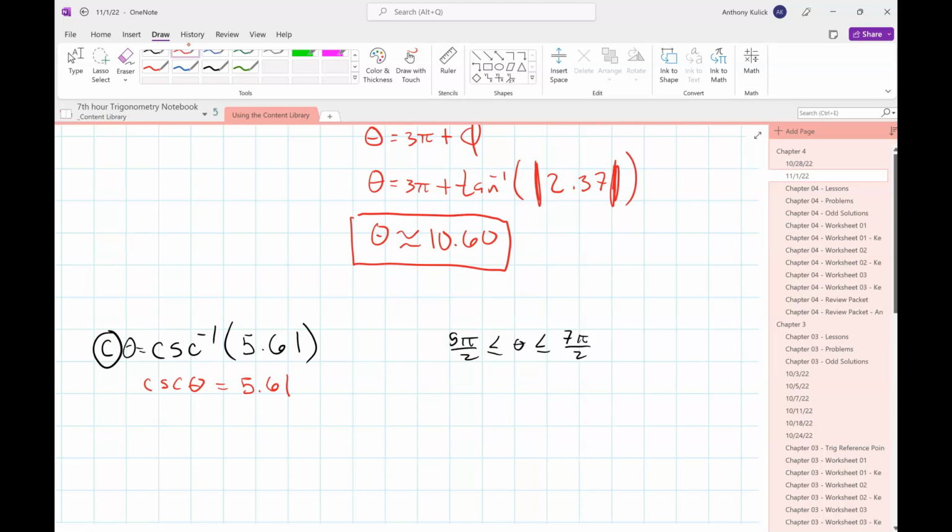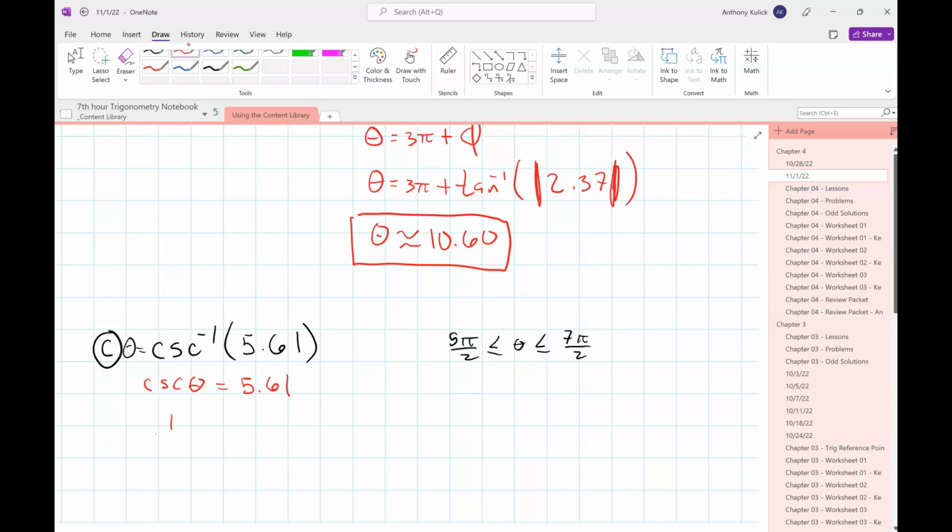Now, if I remember all the way back to chapter 2, I know that was a long time ago, but nothing goes away in trig. I remember that cosecant was related to sine, cosine, or tangent. Does anybody remember which one it's related to? Sine. And do you remember how it's related to sine? It's a reciprocal. Very good.